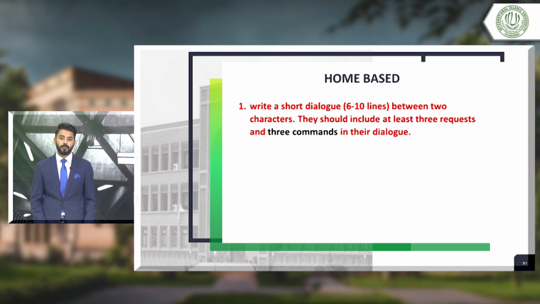Now we have a home based activity for this, where you are going to write a short dialogue of 6 to 10 lines between two characters. There can be character A, character B, you can name them, it can be Aslam, Ali or whatever, it can be a female name, and that particular dialogue must include at least 3 requests and 3 commands.